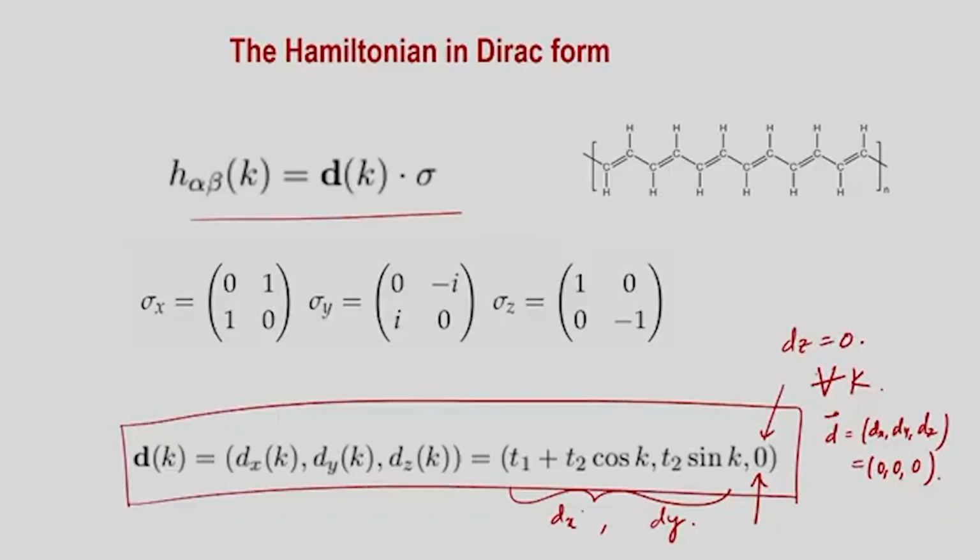Fortunately here the dz component is 0, and that is why for dx dy, which both are functions of k, one can actually plot a closed curve that either encloses the origin, in which case it becomes a topological phase, and if it does not enclose the origin it becomes a trivial phase. Okay. So, let us see the symmetries of this SSH model.